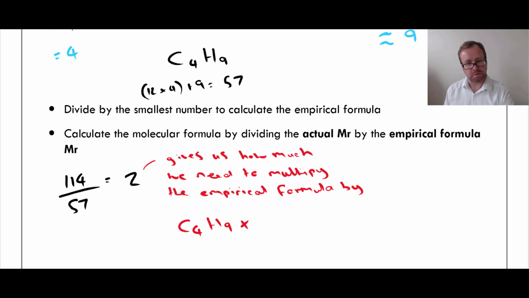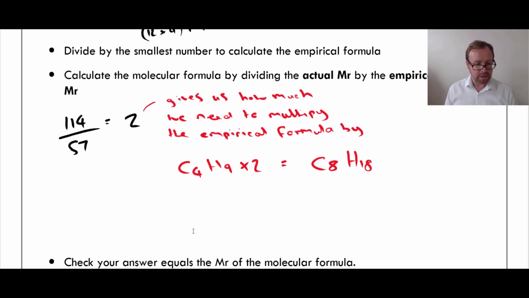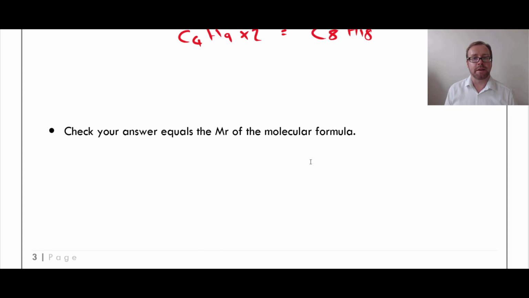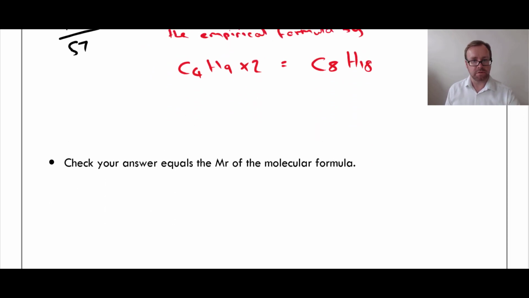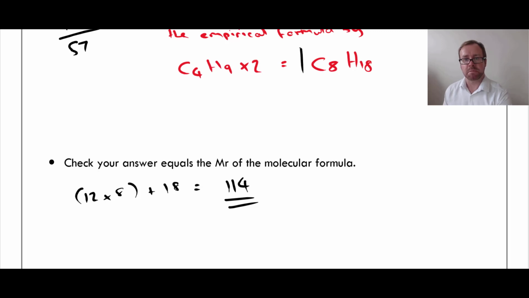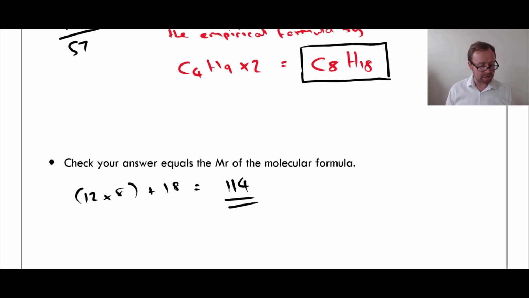Therefore, C4H9 times 2 equals C8H18. My maths is correct. And then you can check your answer equals the MR of the molecular formula. So we would have 12 times 8 plus 18, which does equal 114. Therefore, I've worked out my molecular formula, which is the actual number of atoms of an element in a compound, as C8H18.